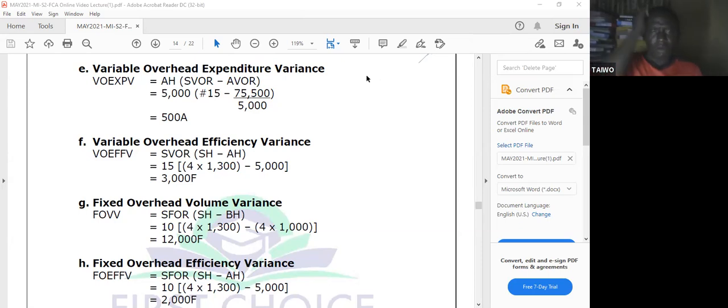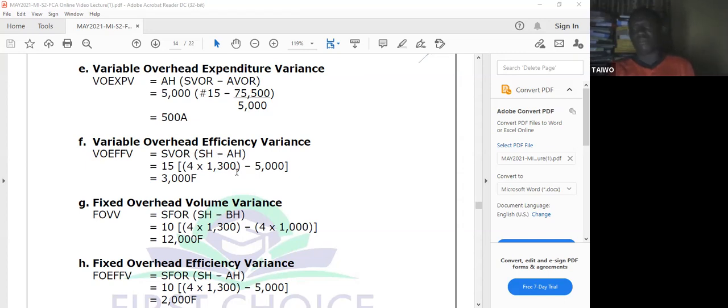Now, if you are looking for the variable overhead efficiency variance, whenever in the exam you are looking at efficiency variance, it is just talking about the standard hours we are supposed to use and the actual hours we eventually use. That's efficiency. So efficiency in the middle will be standard hour minus actual hour times standard variable overhead rate. What's our standard hour?